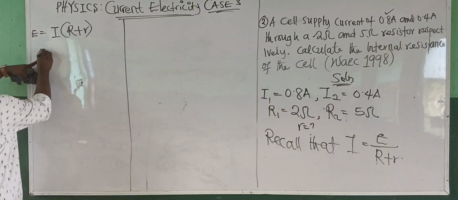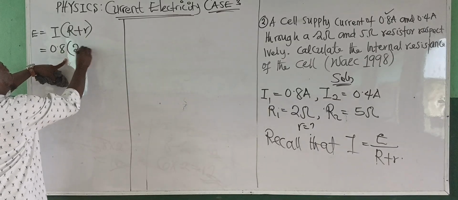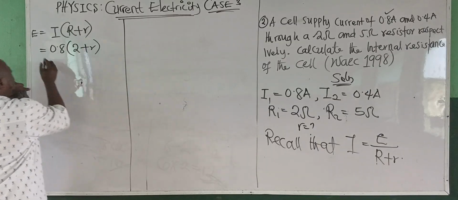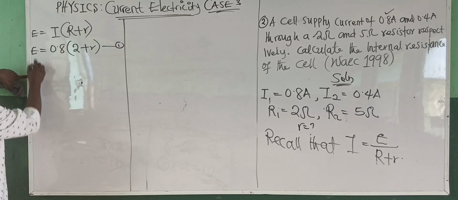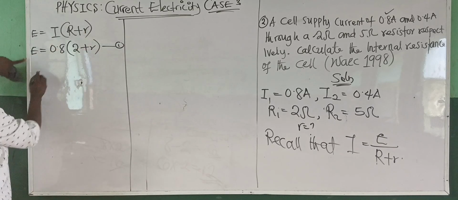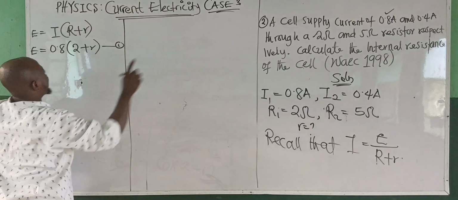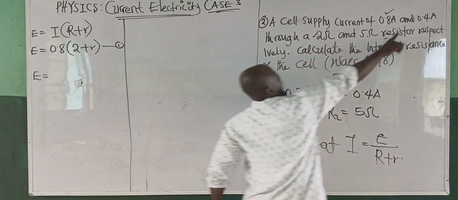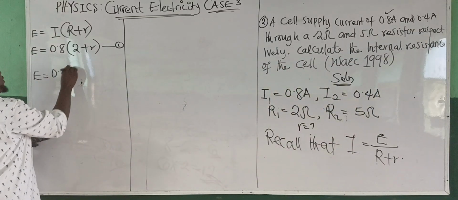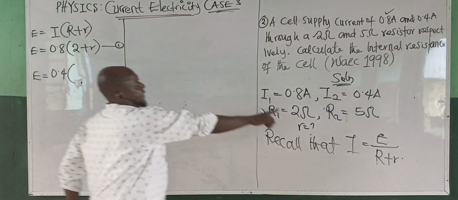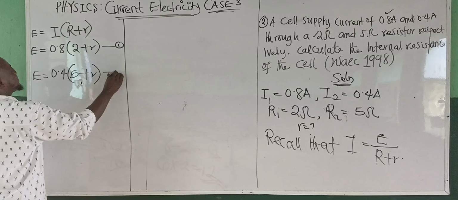The first one here is 0.8 into bracket 2 plus r. This is my E for the first one. We'll call this equation 1. Next, come to this same formula. For the second one, my current is 0.4. I have 0.4 into bracket, and the resistor there is 5, so I have 5 plus r as my equation 2.